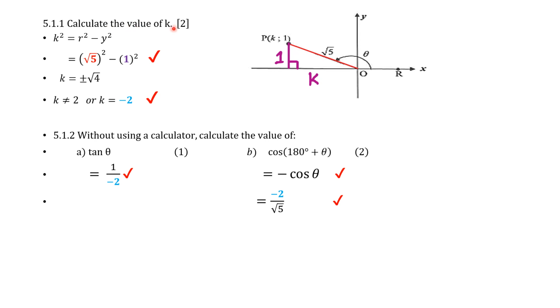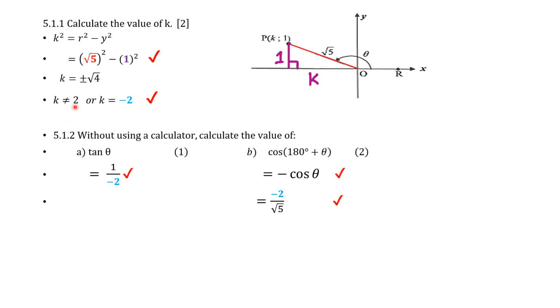Now calculate the value of k. So first, if I complete a right angle triangle there, that states that the y value would be 1 and the r value is square root 5. K here is represented by x. It's a shorter side, so k squared would equal the longer side, square root 5, r squared, minus y squared. So square root 5 squared minus 1 squared gives me 5 minus 1, which is 4. So k squared becomes, then square root, k equals plus minus the square root of 4. Very important, the plus minus.